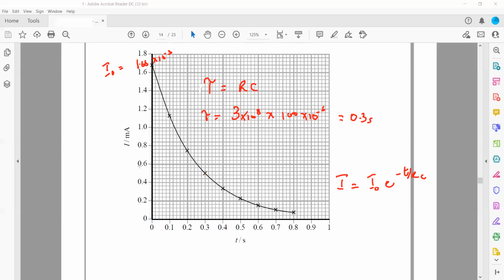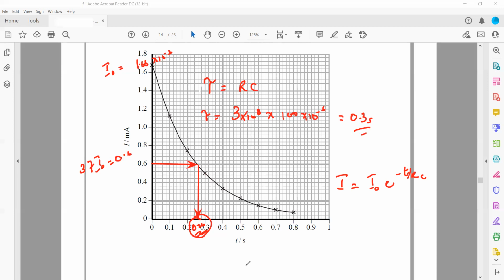So when we draw a line here, what is the time interval? Each box is representing 0.02. So this is 0.22, 0.24 and 0.26. So it is 0.26. The 37% of I naught is equal to 0.6, and that shows the time will be 0.26 seconds. So according to the graph, it is about 0.26 second, and when we substitute the values of R and C, we are getting about 0.3. So it means it is consistent with the graph.